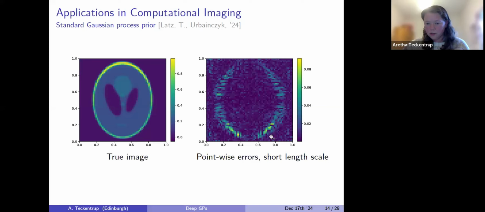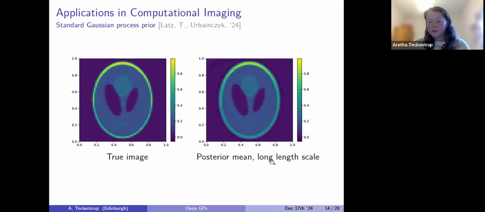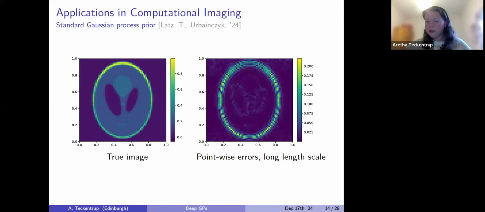And you can see that in the error plot as well, that you still have a lot of errors in the background. You can do the same just with a long length scale instead, and there you see the opposite. So you can see that the backgrounds are reconstructed well, but the edges are quite blurry. And so because you have these long length scales in the prior, you're just not able to capture these sharp edges. And you can see that here in the error plot as well.